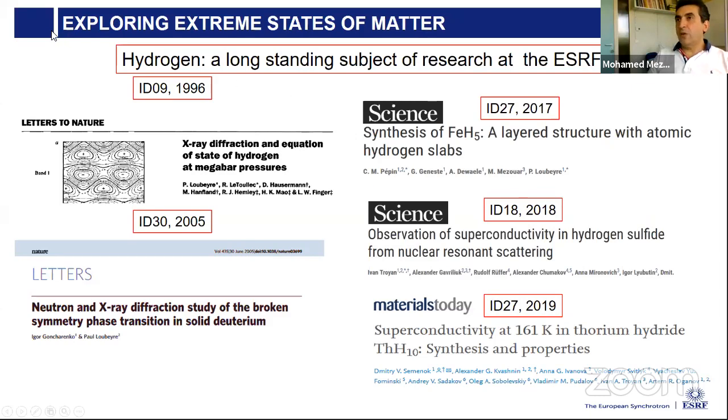And I would say that one of the fields that is natural for this kind of machine is exploring extreme states of matter. And one of the standard, long-standing subjects is, of course, hydrogen, which started two decades ago, around '99, and gave excellent results. More recently, the subject was also revitalized by the possibility to synthesize and study metal hydrides, and I will explain why.